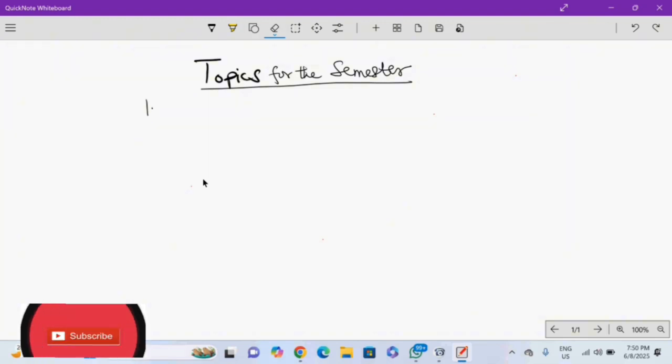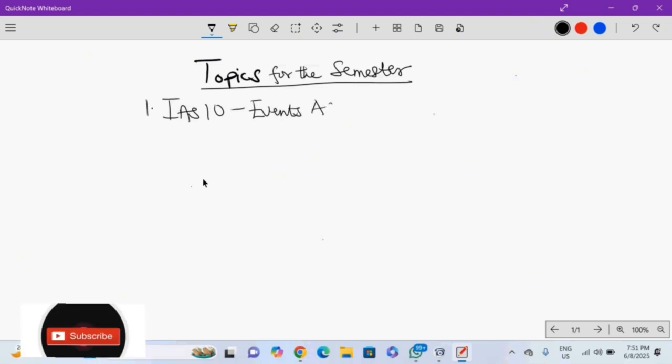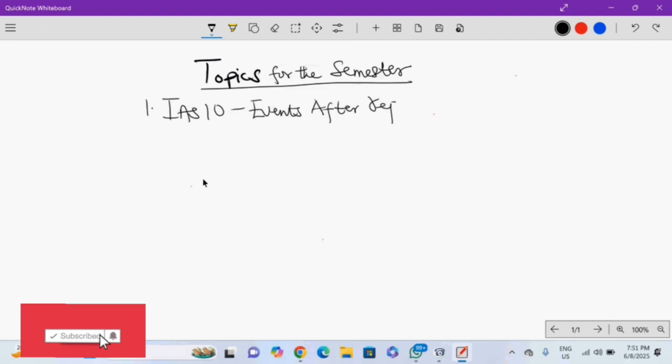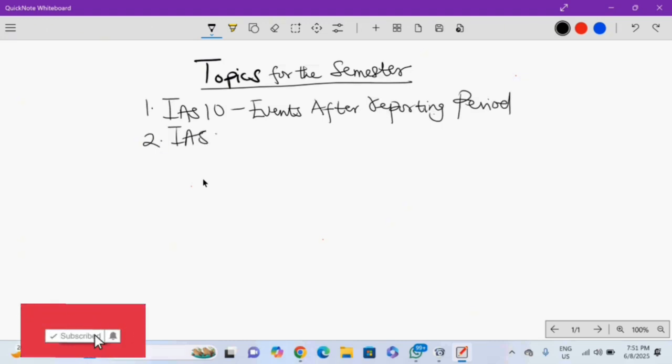We have IAS 1. We treated it last semester. That is the presentation of financial statements. So we move on with IAS 10, which is events after the reporting period. Secondly, IAS 24, which is related party transactions.